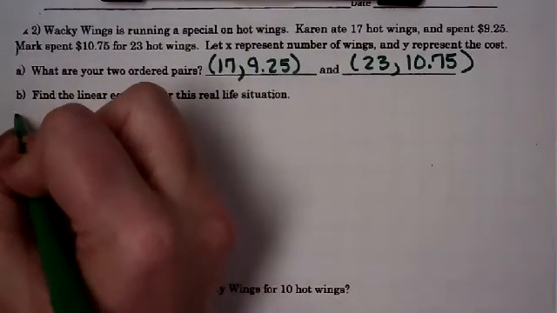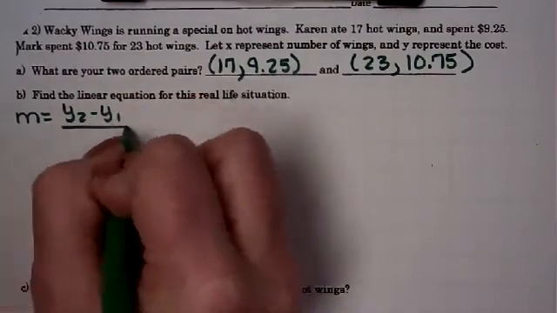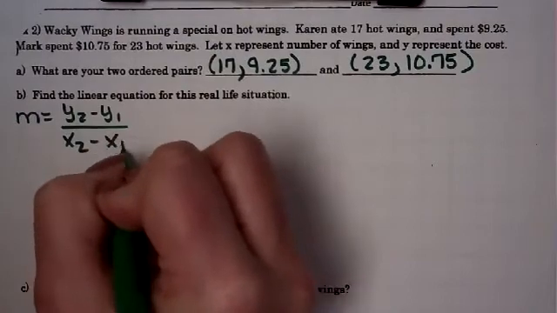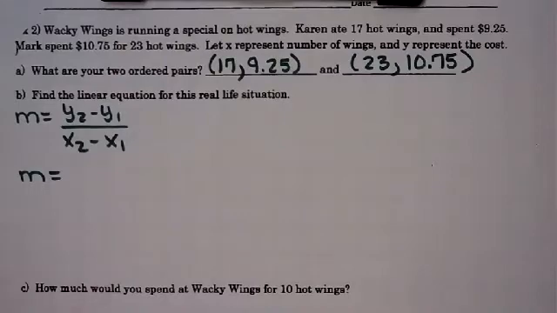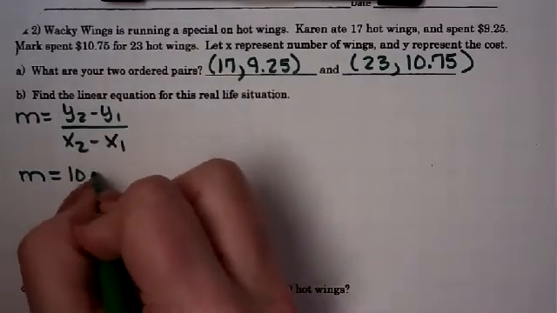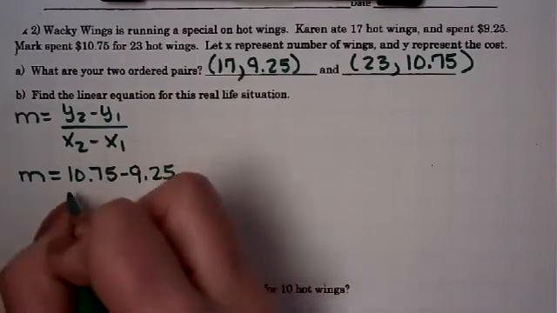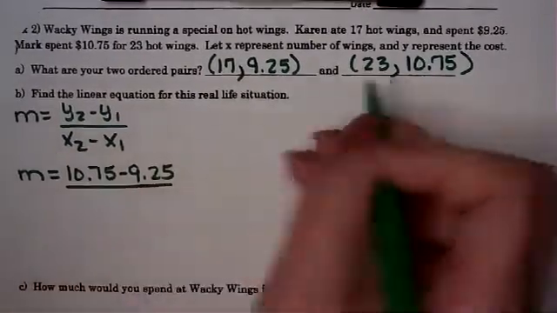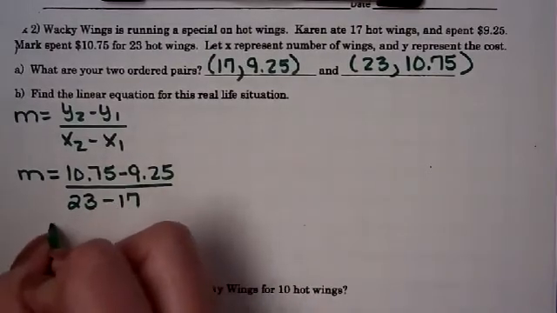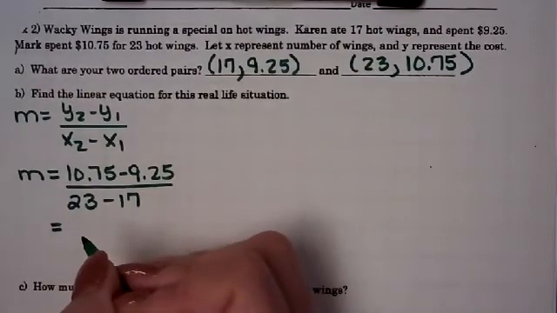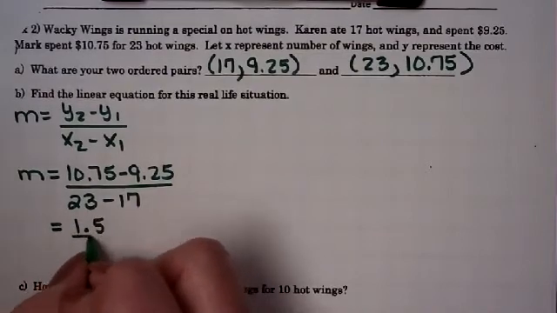Okay. Now, in this situation, let's go ahead and find our equations. So let's do our slope. y sub 2 minus y sub 1 over x sub 2 minus x sub 1. So what I'm going to have right here is 10.75 minus 9.25 over, do your x's, 23 minus 17. Now, you might have to bust out a calculator on this, but what you've got is 1.5 over 6.